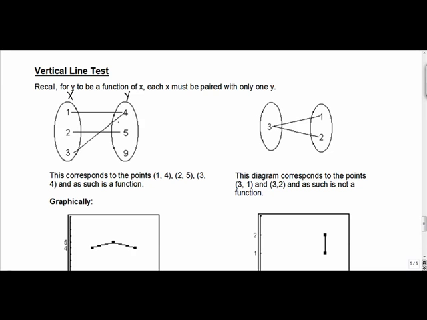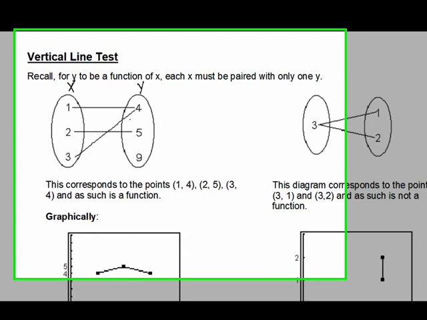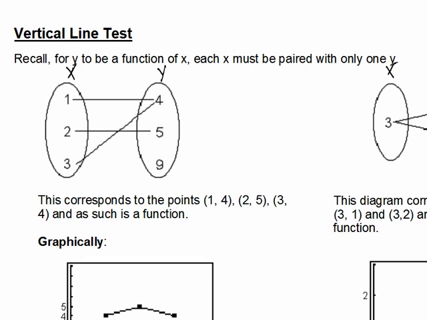But let's take a look at the second diagram, where I actually have 3 going to both 1 and 2. And again, I'm assuming those are my x's, those are my y's, inputs and outputs. Since 3 is used twice, since it goes to two different numbers, this is not a function.